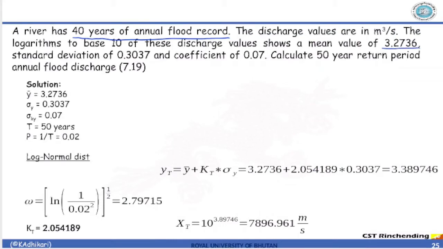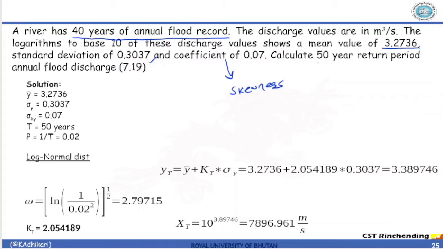What they are trying to tell here is that they have already converted this into a logarithmic series, which means they have done a logarithmic transform. For all these 40 years of data, they have calculated the log of the values, and the mean is calculated as 3.2736, and the standard deviation is given as this much. The coefficient of skewness is 0.07.